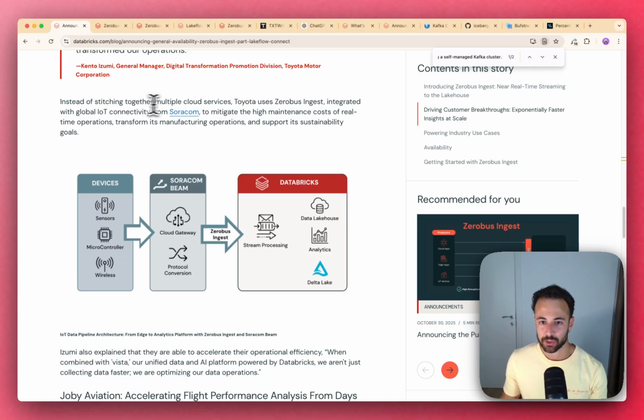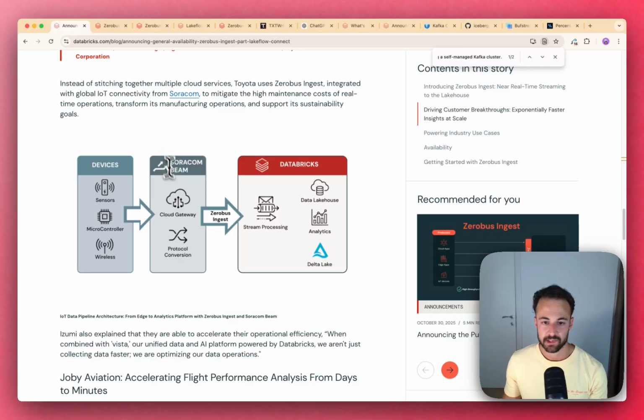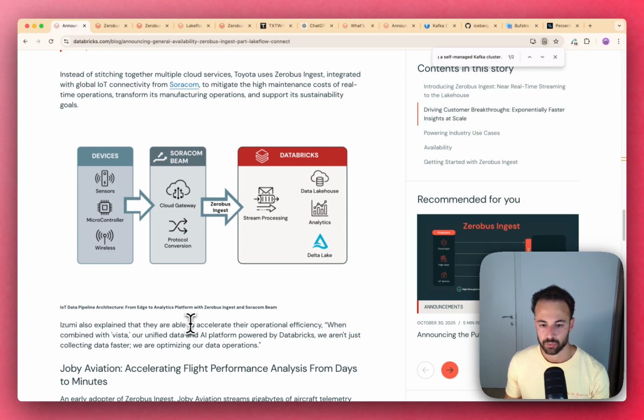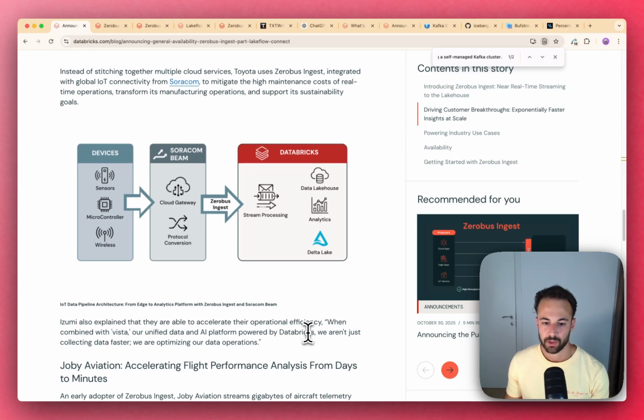Instead of stitching together multiple cloud services, Toyota uses Zerobus Ingest, integrated with global IoT connectivity from Soracom, to mitigate the high maintenance cost of real-time operations, transform its manufacturing operations, and support its sustainability goals. So here we have some IoT devices going to some sort of cloud gateway of Soracom. Never heard of these guys. To Zerobus Ingest, goes to Databricks, and apparently there's stream processing here on a delta table. I'm also not sure what this means, but it goes to delta table. Izumi also explained that they are able to accelerate their operational efficiency when combined with Vista, their unified AI platform.